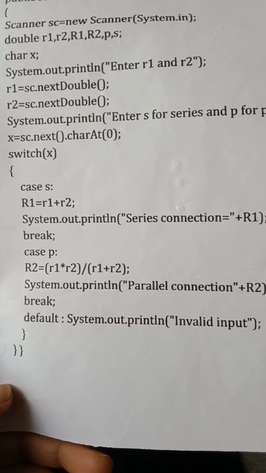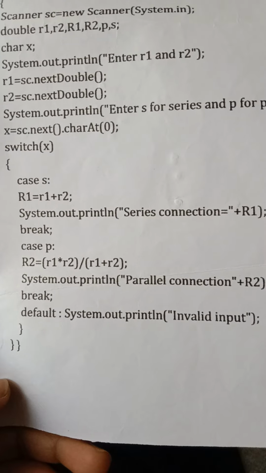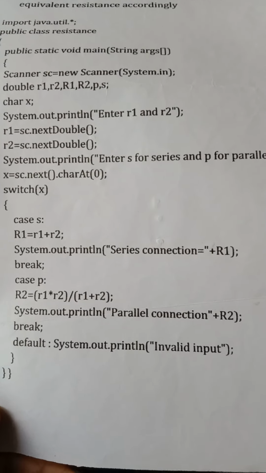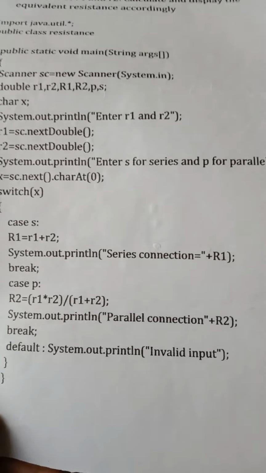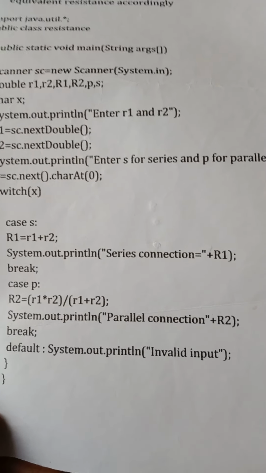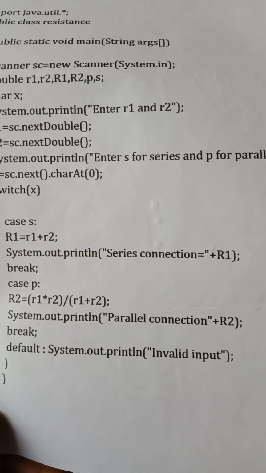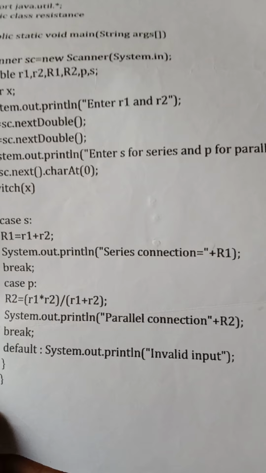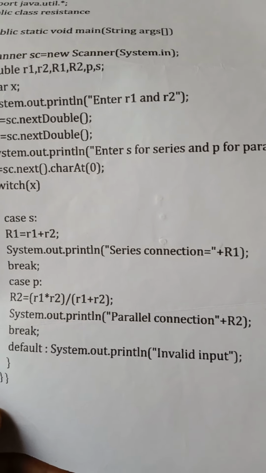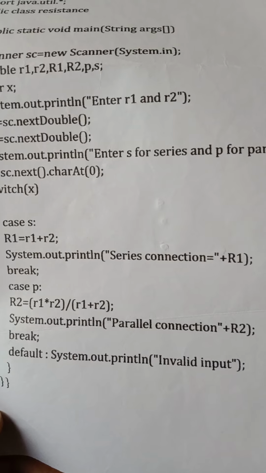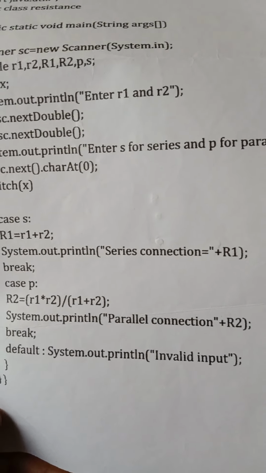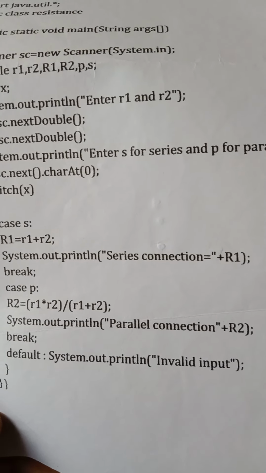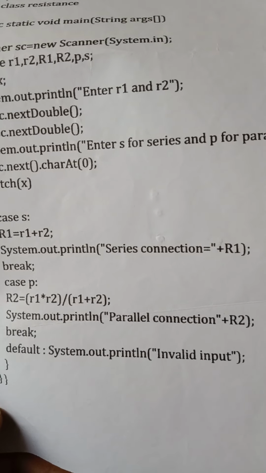In the next case, where the case is parallel, R2 is equal to r1 into r2 divided by r1 plus r2, as given in the formula. So based on that, the next statement is System.out.println("Parallel connection" + R2); that is, the value put into R2, which is small r1 into small r2 divided by small r1 plus small r2, is then displayed as the parallel connection result, which is capital R2.